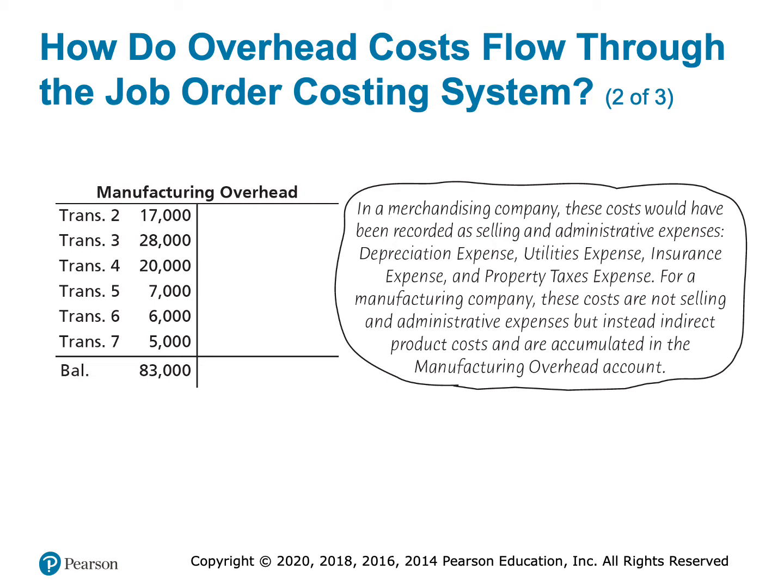So one thing I want to point out is if you look at the overhead T account, notice that the debit side of the overhead T account is the side that has all of the actual cost. These are the real overhead costs. $17,000 is actually how much we paid for indirect materials. $28,000 is actually how much we paid for indirect labor. $20,000 is actually how much we recorded for depreciation. $7,000 is actually the total of the electric bill. So these are all of our actual cost on the debit side.